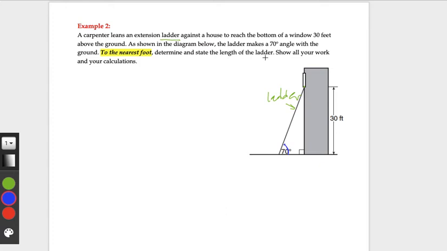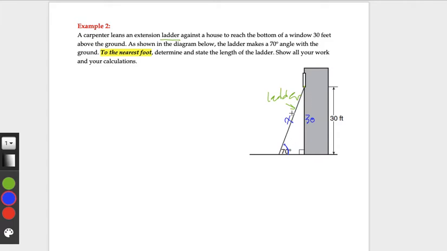Determine and state the length of the ladder. So this is the one we are going to look for. I'm going to label it X to remind myself. Show all your work and your calculations. So it seems like a lot of distracting information here, but it's actually straightforward. This is actually a right triangle we're looking for, and this side is 30. So let's label the three sides as we mentioned, with the 90-degree angle across from that.